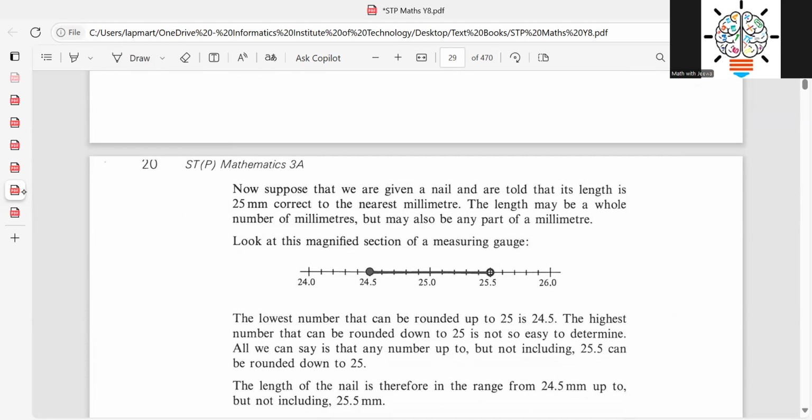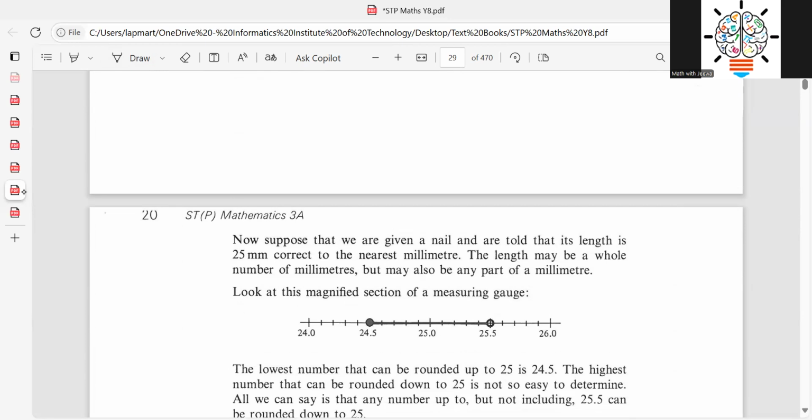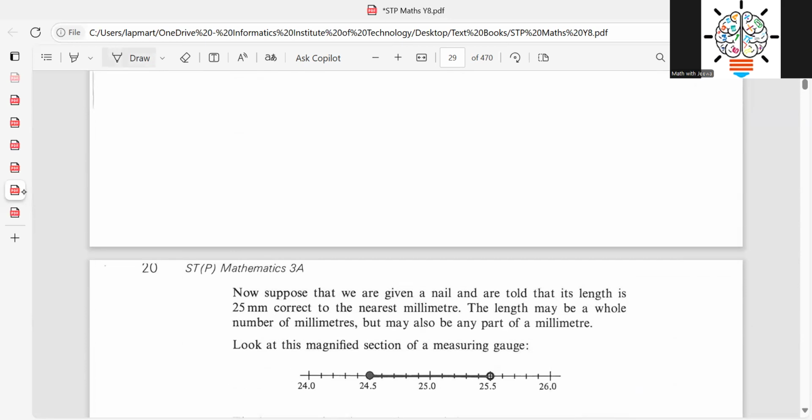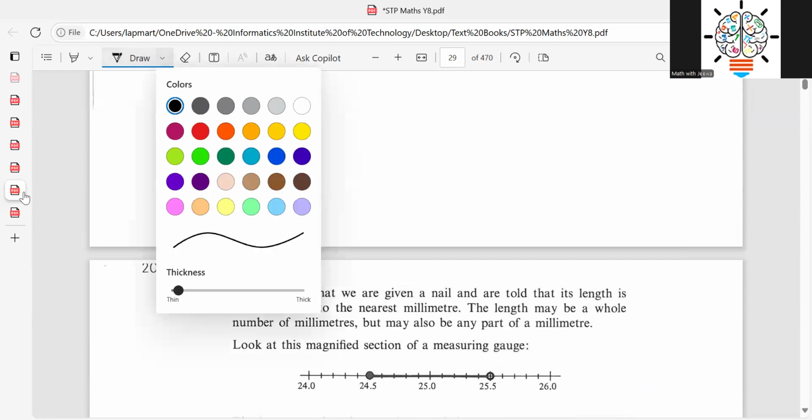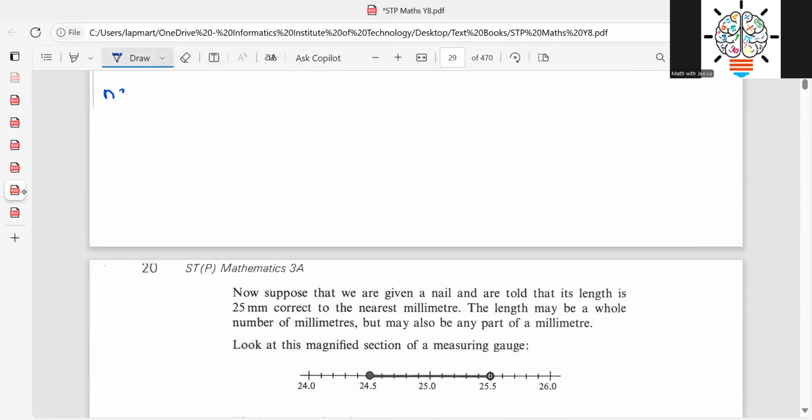Okay, so now you just see here they are talking about, suppose that we are given a nail that are told that its length is 25 millimeters, correct to the nearest millimeter. Children, so this is very simple. They are telling the nail length is approximately 25 millimeters, right? To correct to the nearest millimeter, let's say, when they have given something like this.